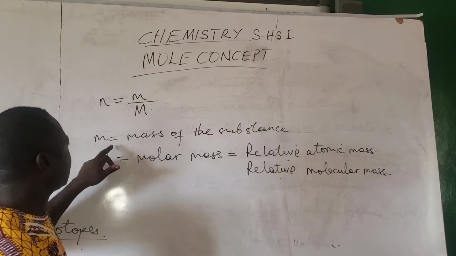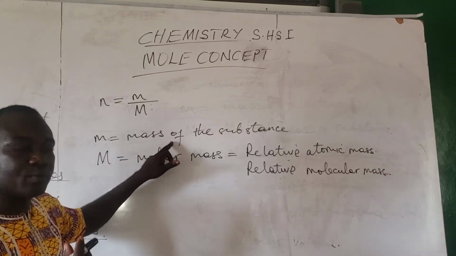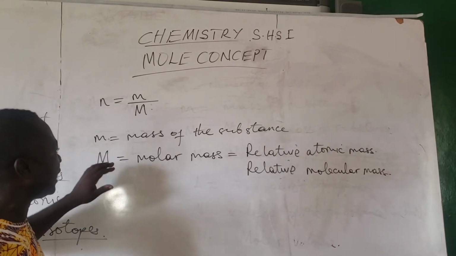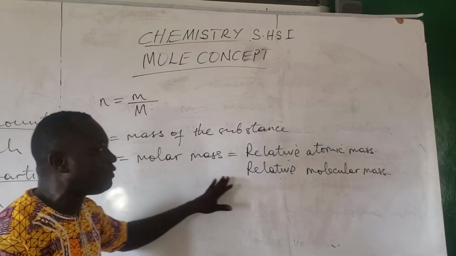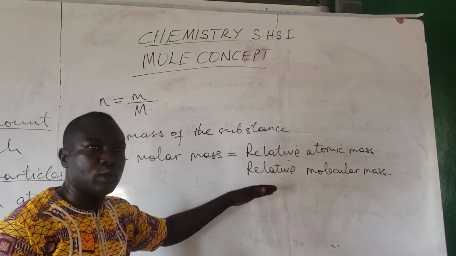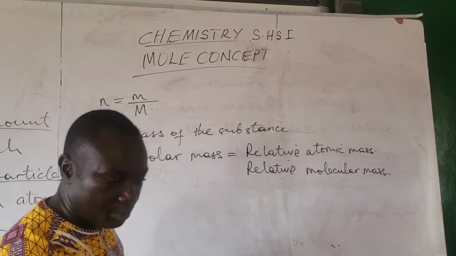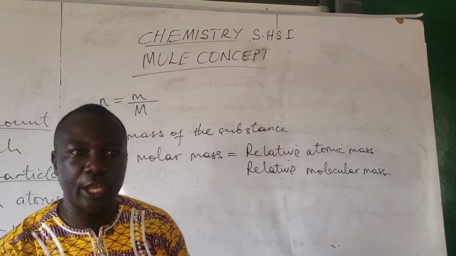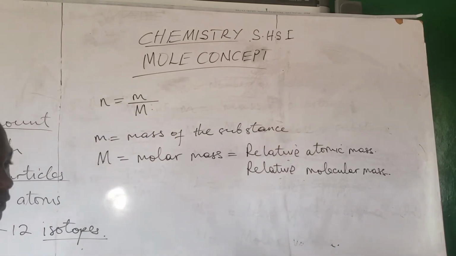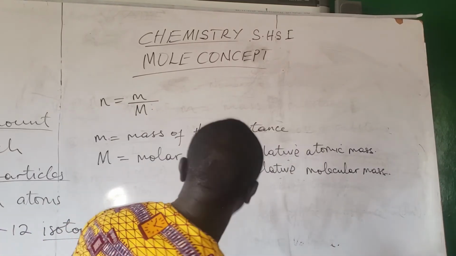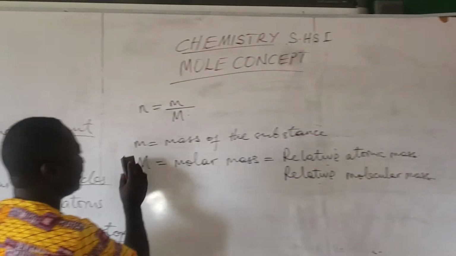Fine. So when we give you a question that you have to use this formula, then you should know that you have the weight of that sample. Then also you have to know how to calculate the relative atomic mass or the relative molecular mass of that sample, and that will give us the molar mass. So without wasting my time, let's try a question so that you know how to use this formula to solve a question there.